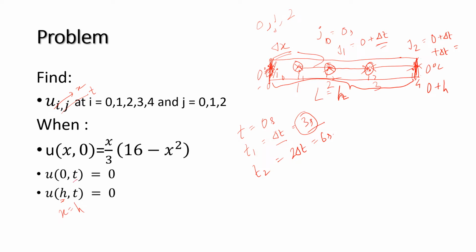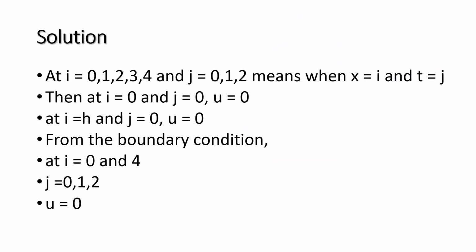at any time t. But at the initial time 0, u at any point x will be represented by x by 3 within bracket 16 minus x squared. This is what the problem is. So let us see what we can do to it.